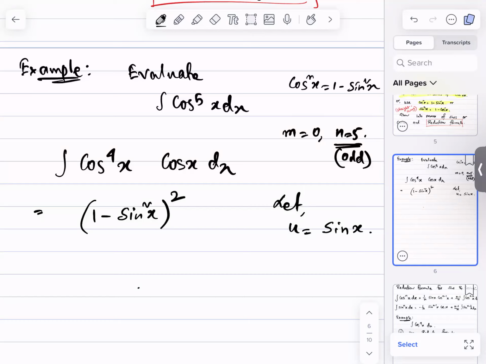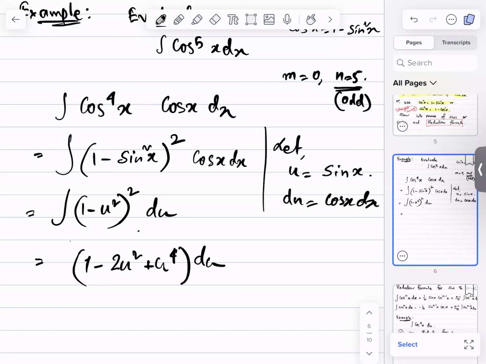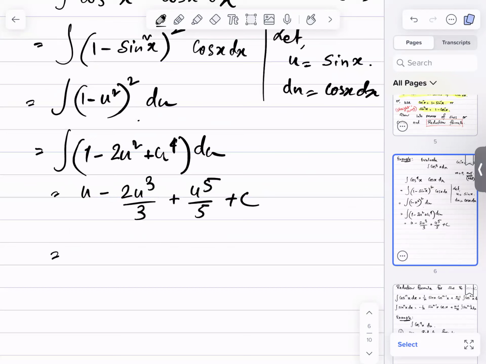Integration. Now u is sine x, so it becomes 1 minus u square whole square, and du is just cosine x dx. So you have du there. So this is 1 minus 2u square plus u to the 4 du. So you'll have u minus 2u to the third over 3 plus u to the 5 over 5 plus c. And at the very end, if you substitute u by sine x, then you'll have the result like this.